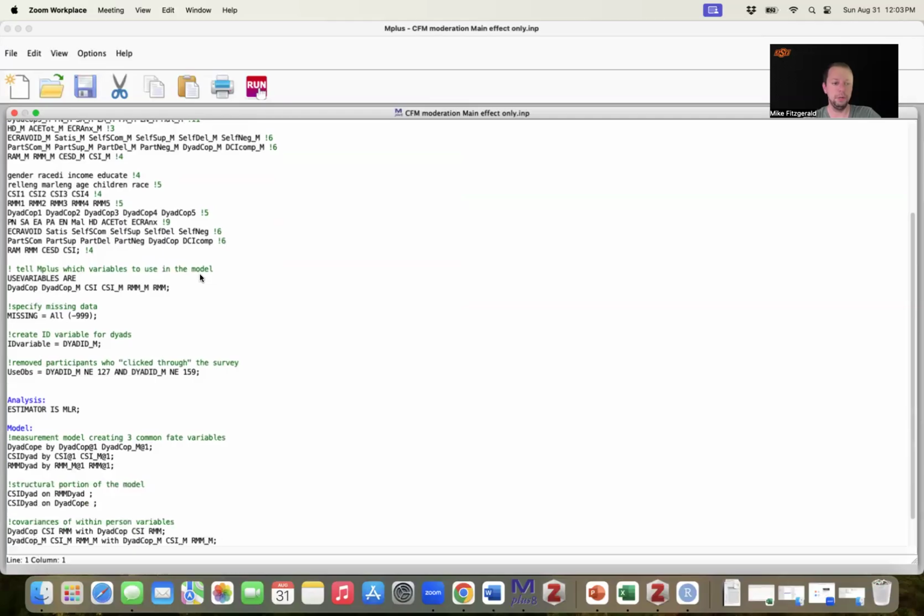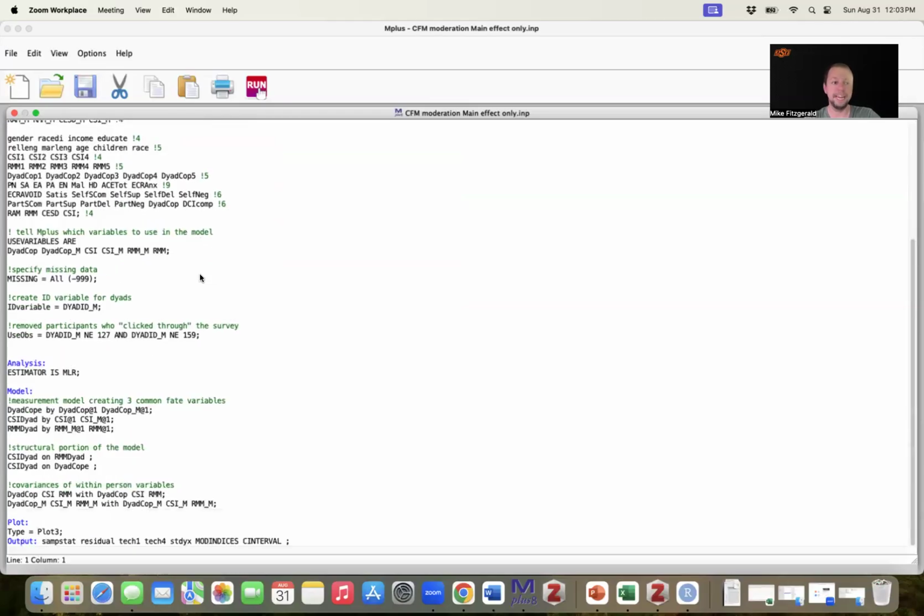So what we're going to do is test the mediation model, and we'll scroll down and start with this use variables command. Common dyadic coping, from that subscale of the Dyadic Coping Inventory, is going to be the mediator between relationship mindfulness for men and women and relationship quality for men and women. So we have three common fate latent variables here, and all of these variables theoretically occur at the dyadic level.